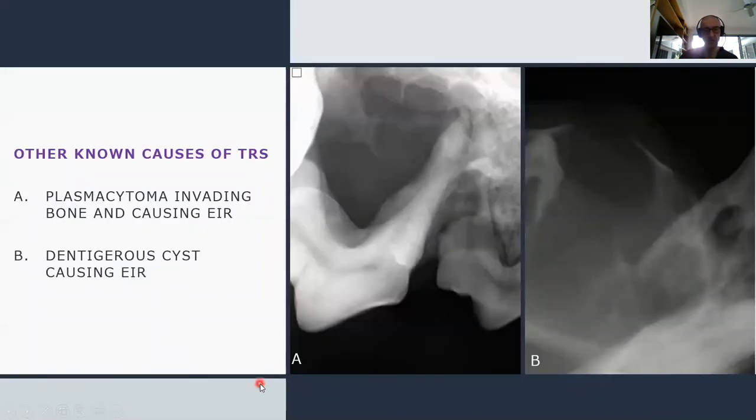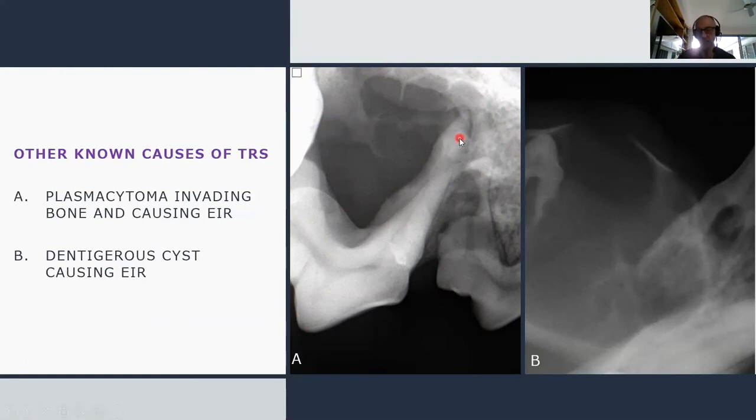Other known causes of tooth resorptions. In A, the radiograph here, this is a plasmacytoma. You can see the amount of resorption, inflammatory resorption occurring here, and also in the mesial roots of this tooth 108. So quite a large, you can see the amount of lysis occurring in the bone.